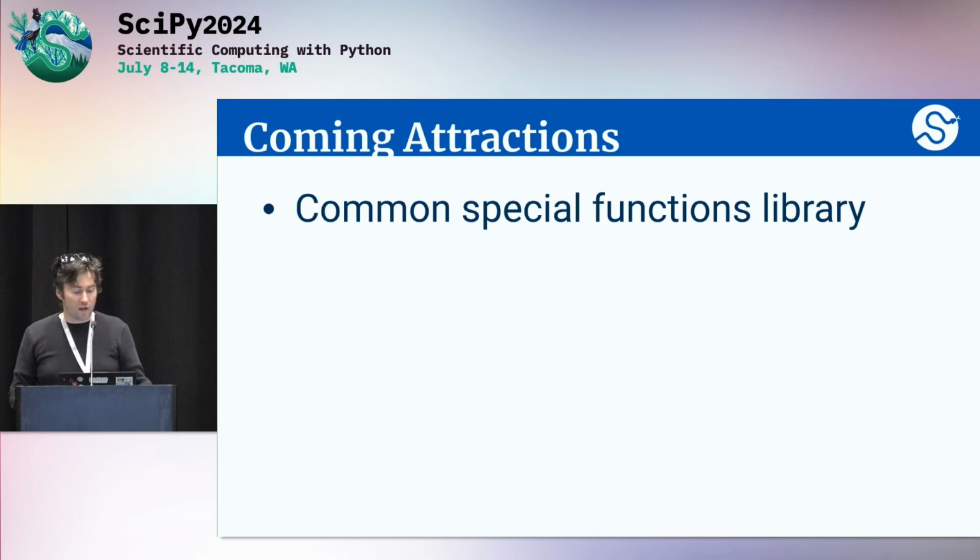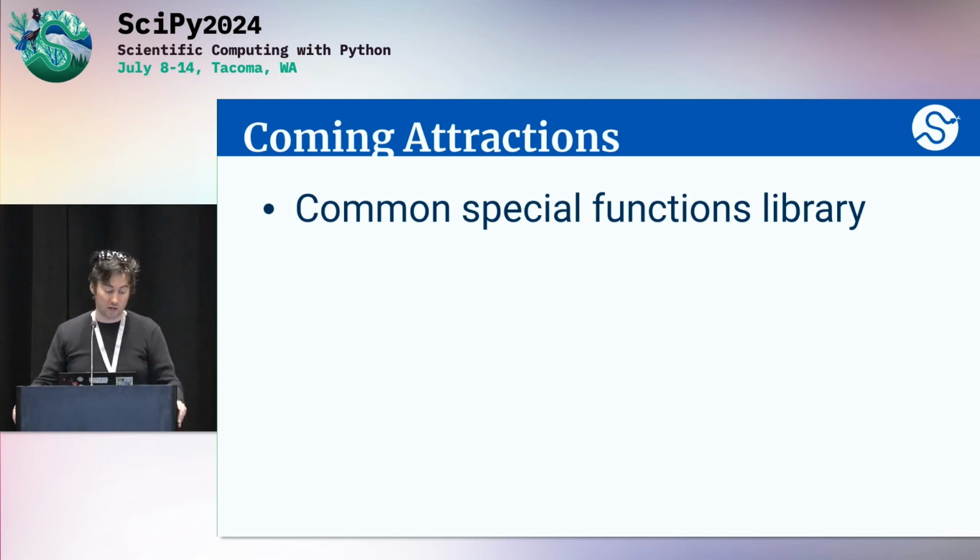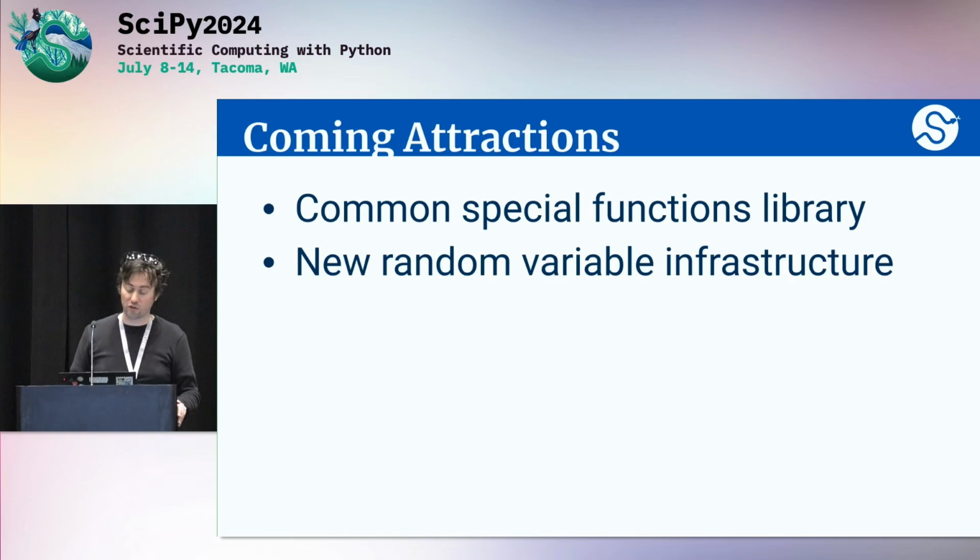Some coming attractions. We've got a shared special function library that's under development. The idea is one library that you can execute with CPU or GPU-based backends. That could be shared by CuPy and JAX, et cetera, so that we don't have lots of separate implementations of these special functions, which are very tricky to get right.